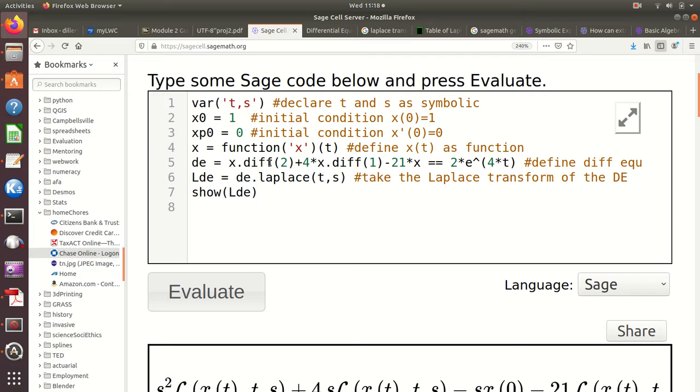Now, once I have that differential equation, I could have done a show to make sure I got that okay, but I'm not going to do that here.